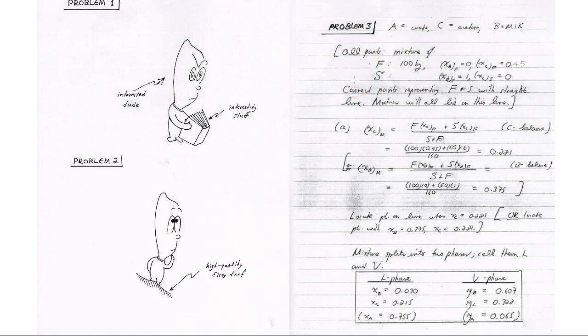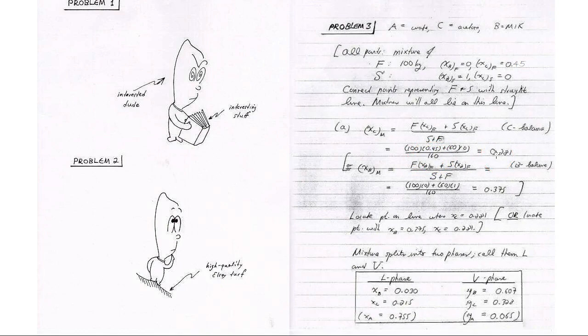The second solution, or the solvent entering, is pure MIK. So XB of MIK is 1, and it has no solute, so XC is equal to 0. In part A, we were using 60 kilograms of that solvent. So I want to locate the mixture point M. If I calculate the C mass fraction, it's the 100 kilograms times the 0.45 in the feed solution, 60 kilograms times 0, C coming in with the solvent. Total mass is 100 plus 60 is 160, so you get 0.281.